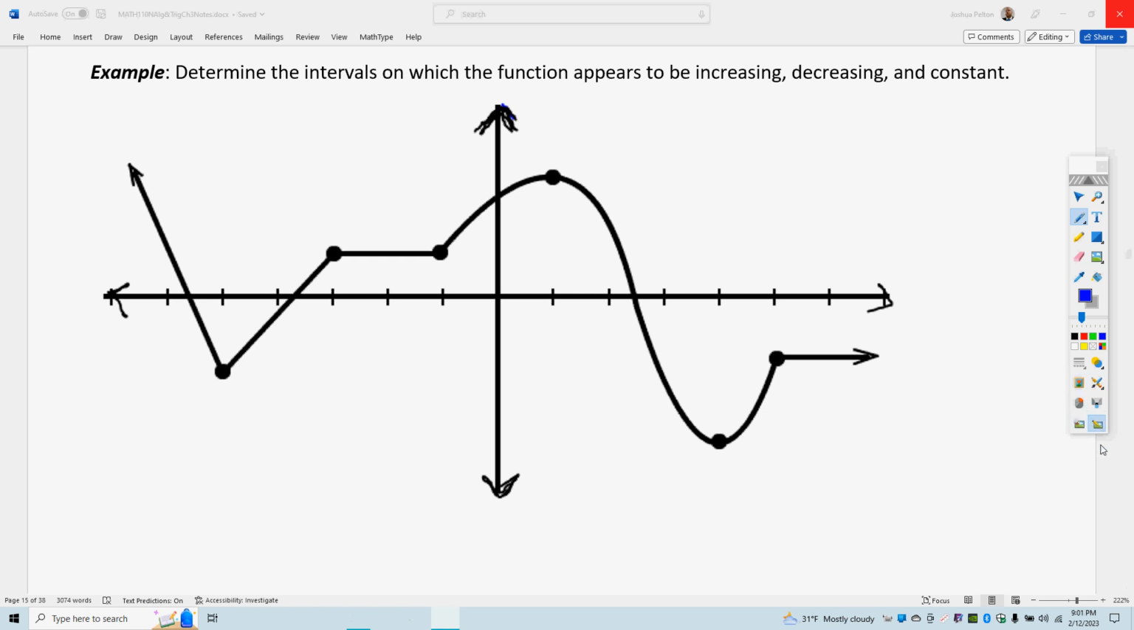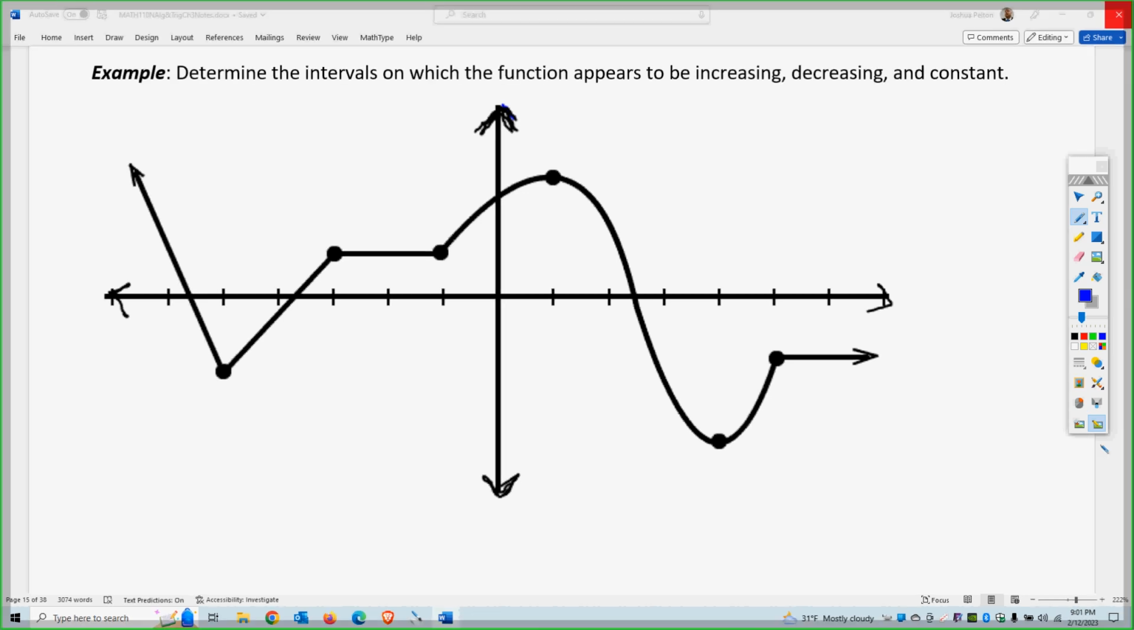This is part 2 of chapter 3, part 3. So now we're going to look at intervals of increasing and decreasing. So we'll just list them down here on the bottom. So we'll be increasing, decreasing, and constant. Okay, we'll put some colons here.